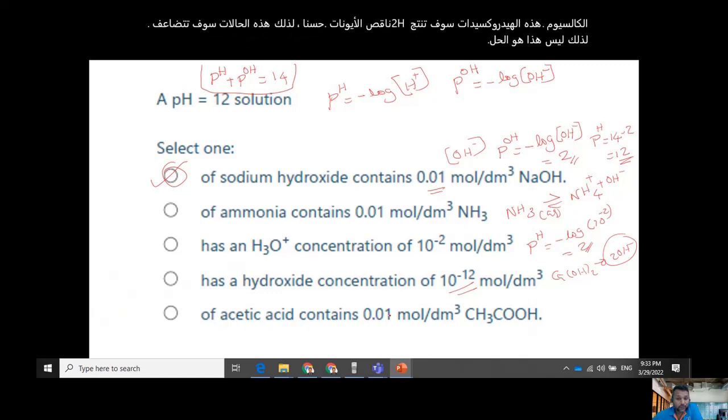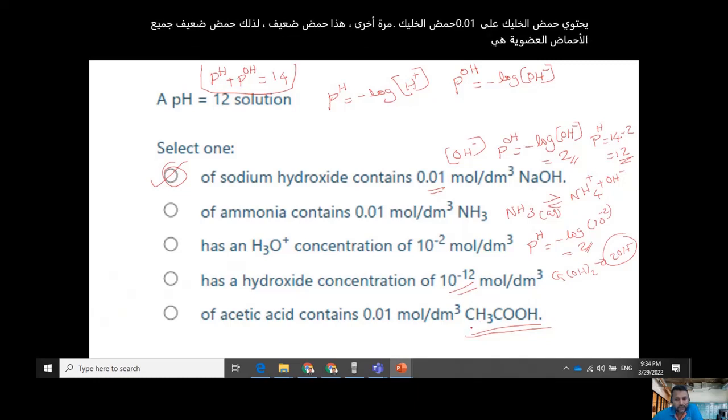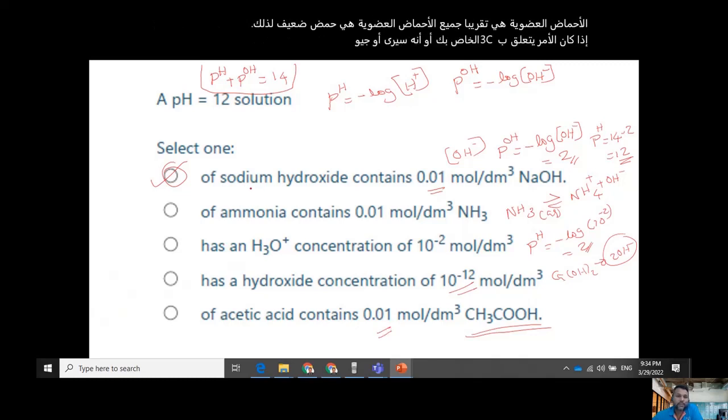Acetic acid contains 0.01. Acetic acid, again, this is a weak acid. So weak acid, almost all the organic acids are weak acids. So if it comes as CH3COOH, with COOH, you cannot take this directly. So the answer over here is the first one.